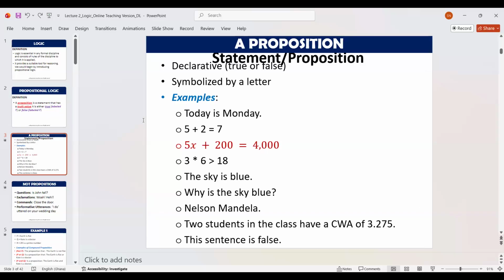Okay, so based on what we've seen so far, Angela, your hand is up. What's your question, please? Okay, sir, good morning. You said if the variable is not stated, you cannot say it's a proposition. So let's say with this equation, if you solve for x, you get 760. So if you make the equation 5 into bracket 760 plus 200 is equal to 4,000, can you say that it is a proposition because the variable is stated?